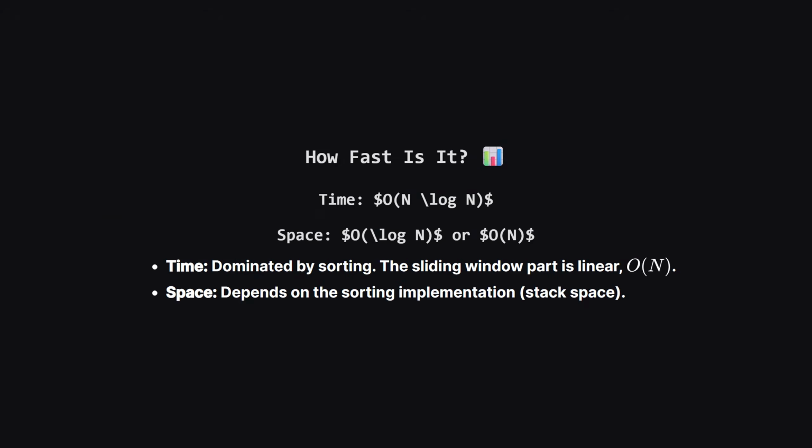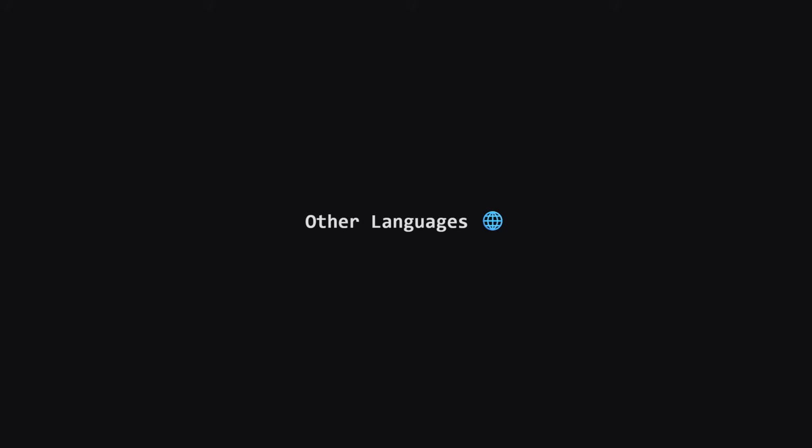So what about performance? The time complexity is dominated by the sorting step, which is big O of n log n. The actual sliding window pass is just big O of n. But the sort is the heavy hitter. For space complexity, it's generally big O of log n, or sometimes big O of n, depending purely on the language's internal sorting implementation and the stack space it requires. We aren't creating any new massive data structures ourselves.